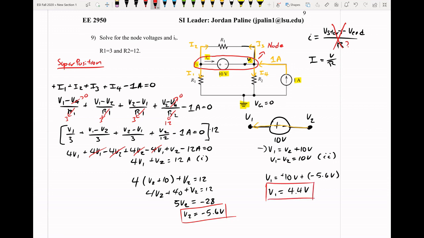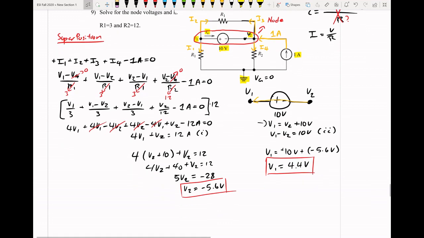All right, but now we need to figure out what I of S is. To do that, all we need to do is write a KCL. If I do KCL at V1, I'll have I1 going that way, I2 going that way, IS going that way. So I'll have IS plus I1 plus I2 is equal to 0.